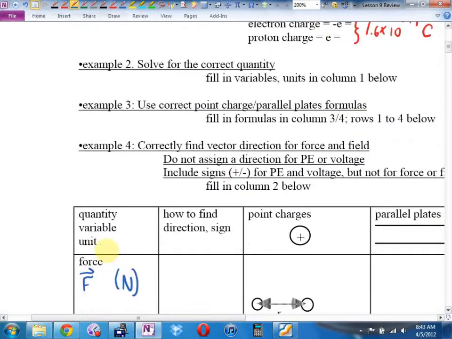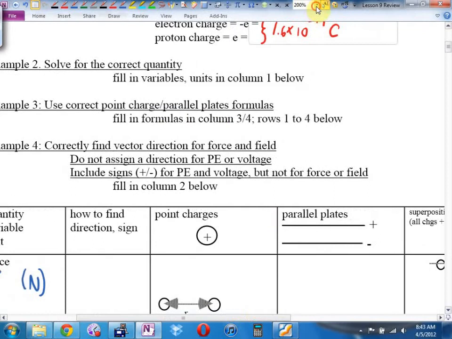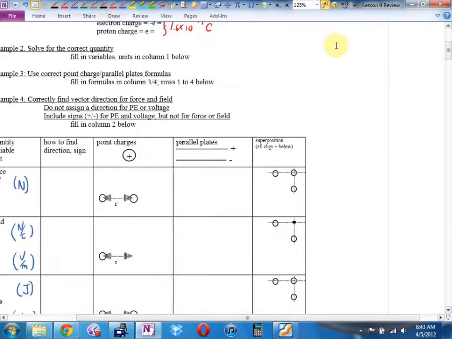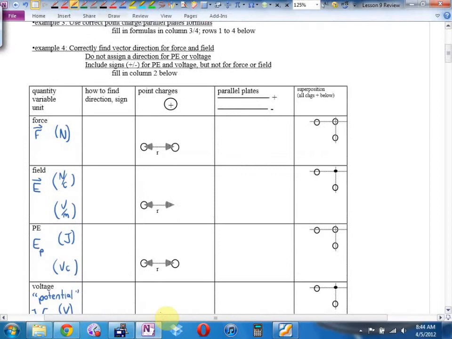Then it says, use the correct point charge parallel plates formulas. Fill in the formulas in columns 3 and 4, rows 1 to 4. So let's go. Can I fit? No, I got to shrink down a little bit. First of all, how do we find the direction for a force? It is a vector. Let's make a little note here.